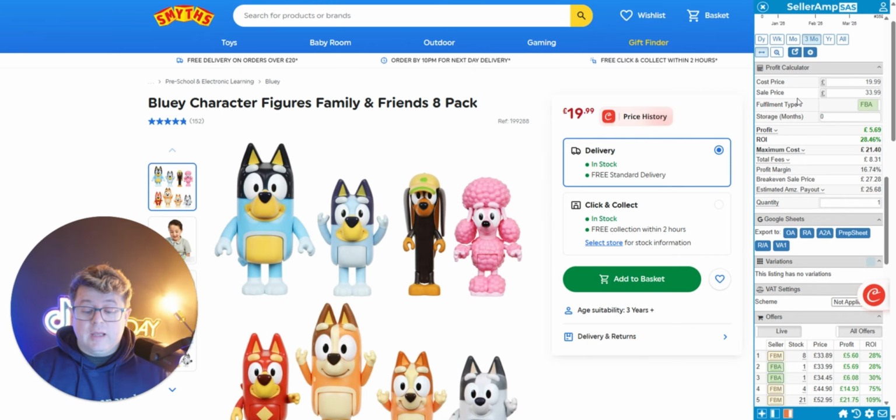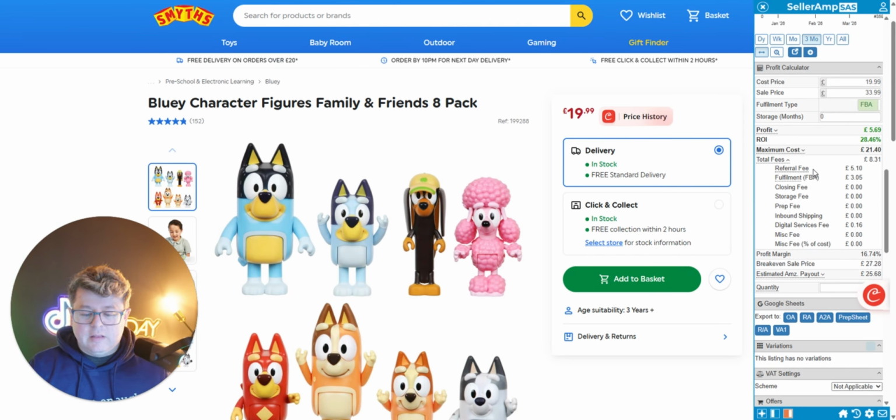SellerAmp does give us a list of all the fees which we're going to be charged when selling this product on Amazon. So if we look at the total fees here, you can see the referral fee, the fulfillment fee, and we've got the digital service fee, and that is giving us how much we're going to be paying for this product when we sell it on Amazon.